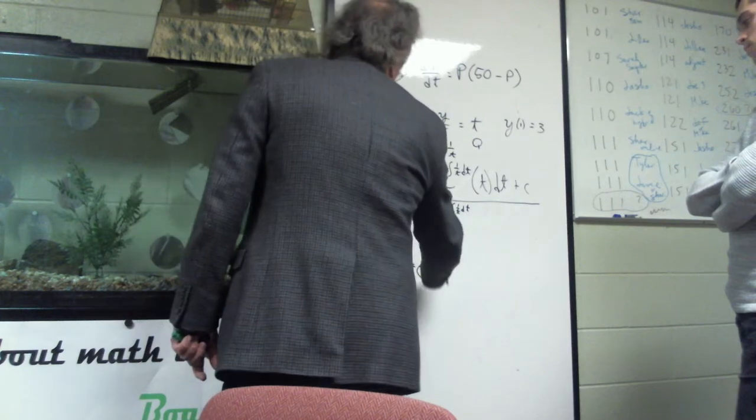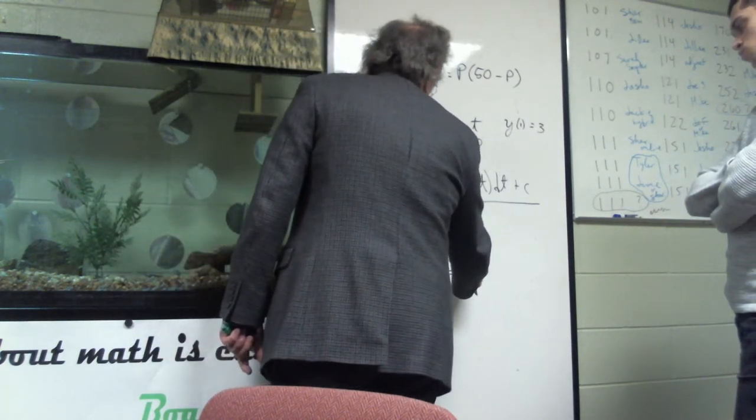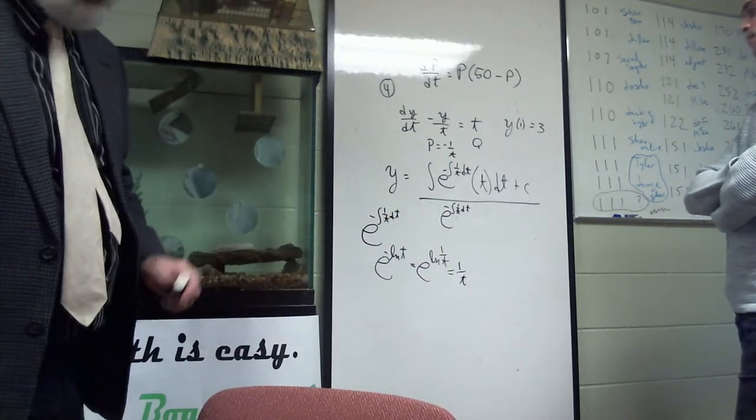And now the e to the natural logs cancel out. This whole thing just is 1 over t for both of these spots. Is that good or bad? Great. Let's use the eraser.